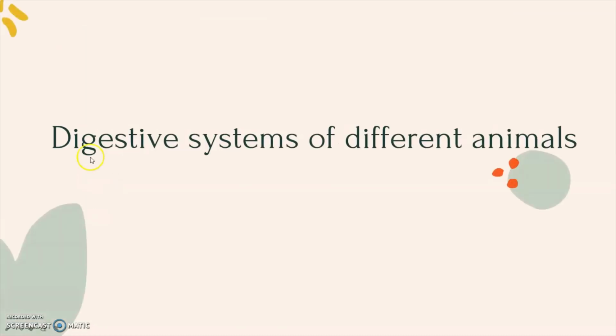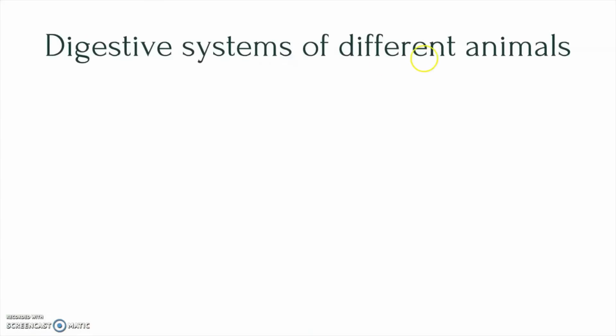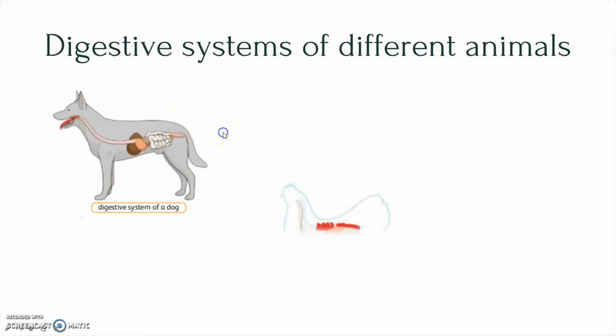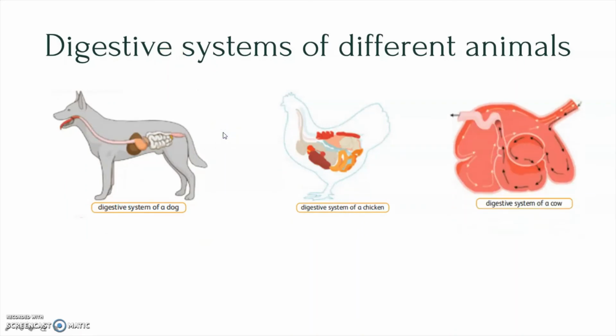Next. Now you can open your book page 107. Digestive system of different animals. I have 3 pictures of digestive systems from dog, chicken, and cow. Okay, we will explain one by one.